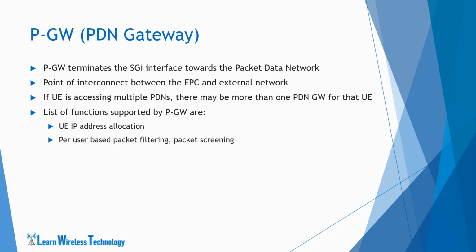PDN gateway supports packet filtering and screening. It filters out the data packets by inspecting each packet based on various criteria and routes them to the data path meant for that user.